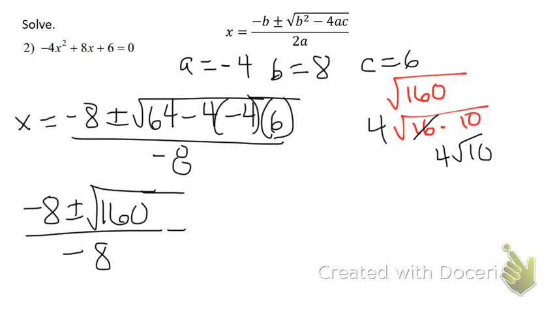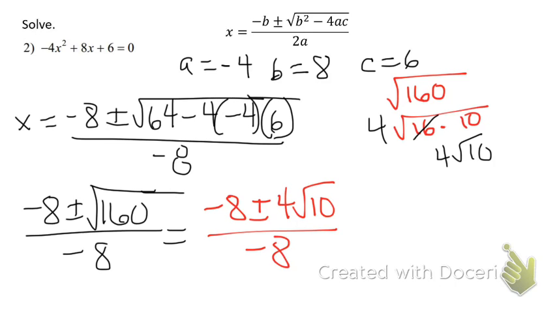So putting that back in my answer over here, now I have negative 8 plus or minus 4 root 10 all over negative 8. Okay, the negative in the denominator, I'm going to get rid of that first, change all the signs, change this to a negative, which means I have to change this, and changing the plus minus doesn't really change. All right, next, 8, 4, and 8 can all be divided by 4.